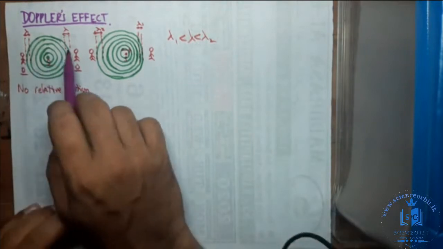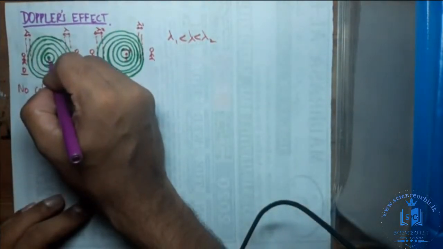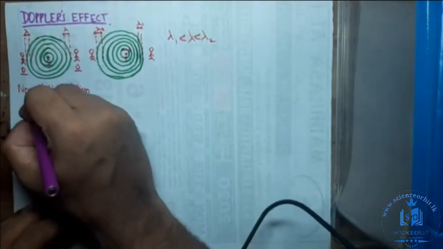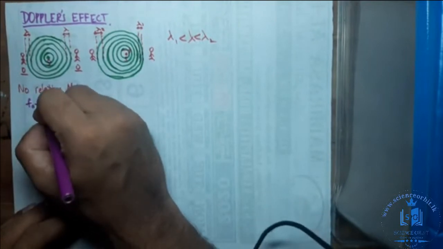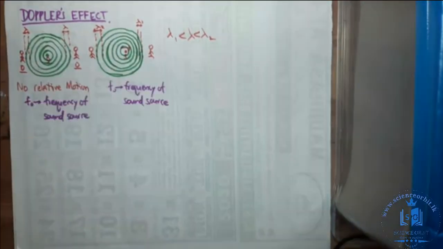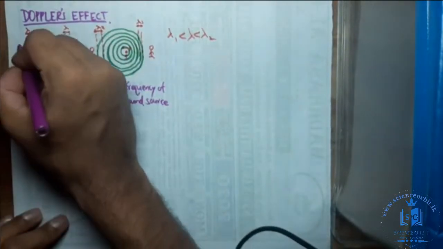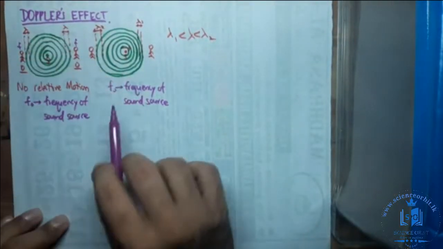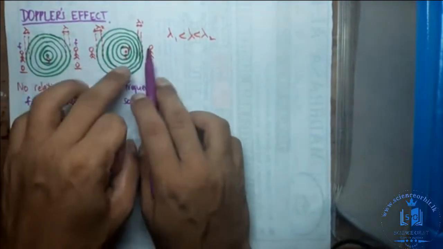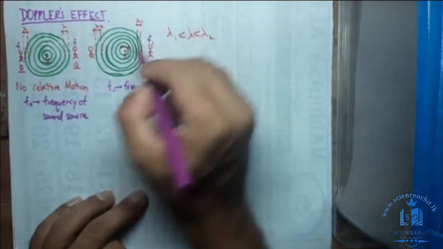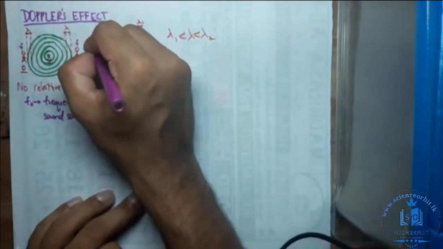Now let's say here the frequency of the source is f naught. I will mark it here. F naught in this case is the frequency of the source. Alright. Let's say the frequency heard by this observer is f. Here also the frequency of the sound heard by this observer is f. Here the frequency of the sound heard by this observer is going to be f1, and here the frequency f2 will come. We'll take it like that.